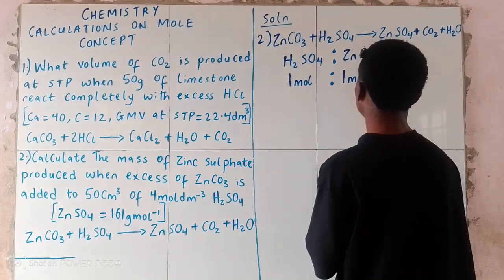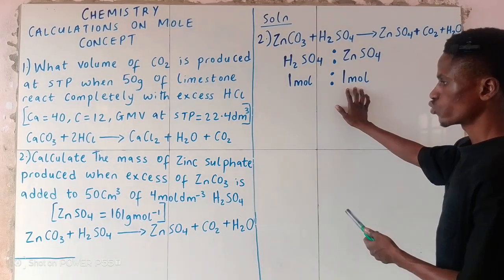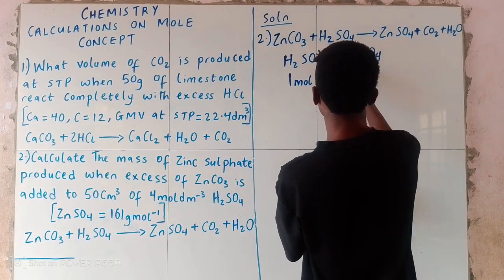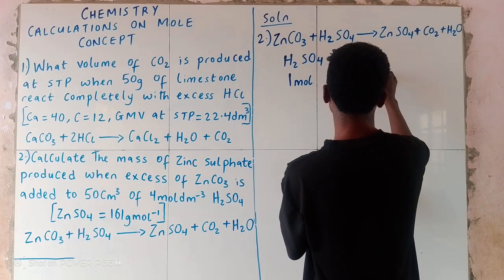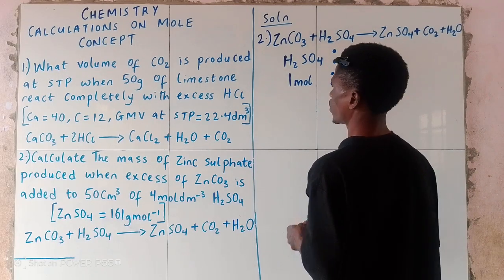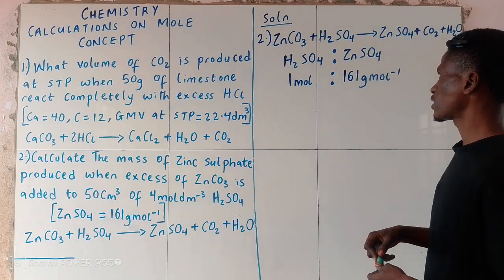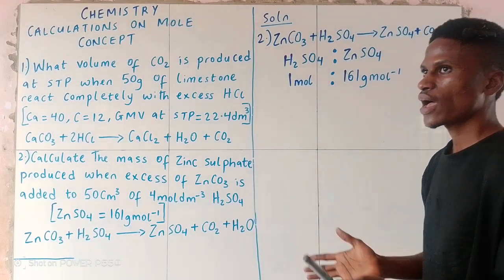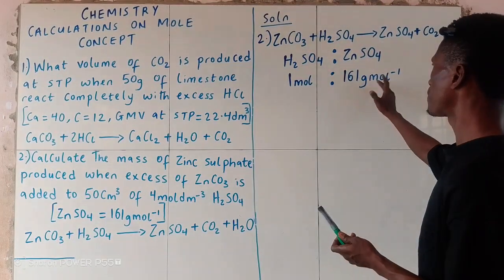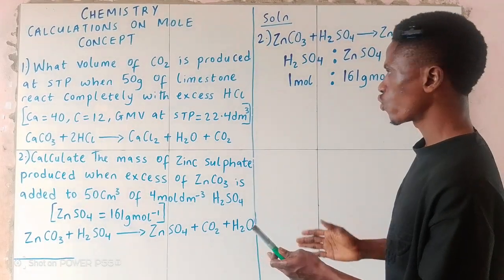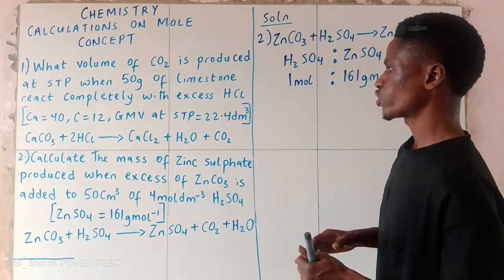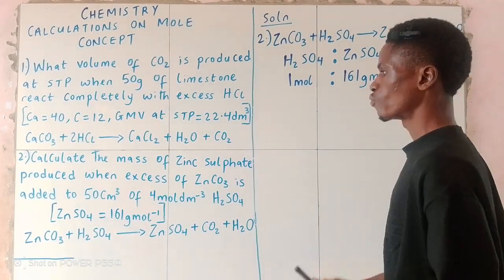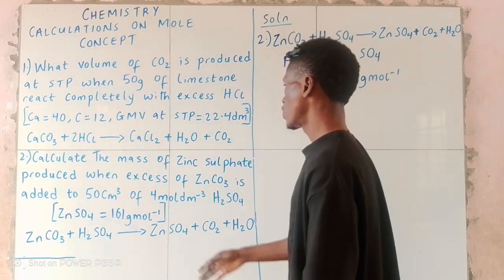So I have, instead of 1 mole, I'm going to write 161 gram per mole. So it means that 1 mole of zinc sulfate in mass is 161 gram per mole. But in mole, it is what? 1 mole. But in mass, it is what? 161 gram per mole. Let's continue.